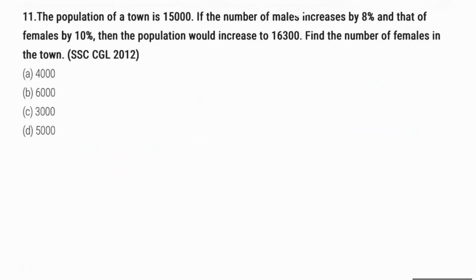Question number 11. The population of a town is 15,000. It's a concept I can explain here. The number of males and females increases: males by 8% and females by 10%.